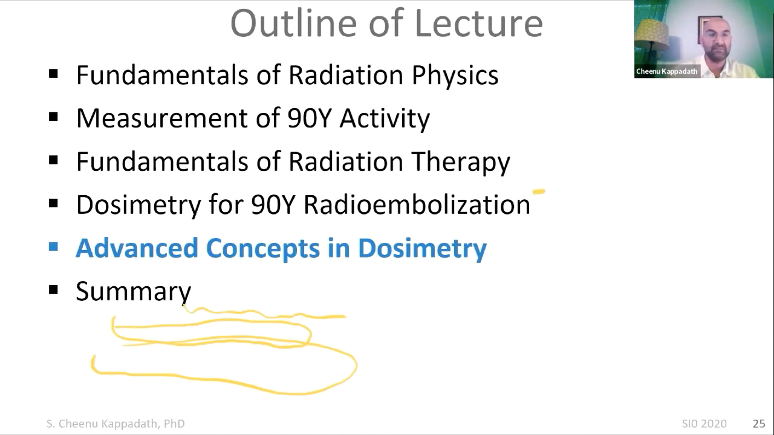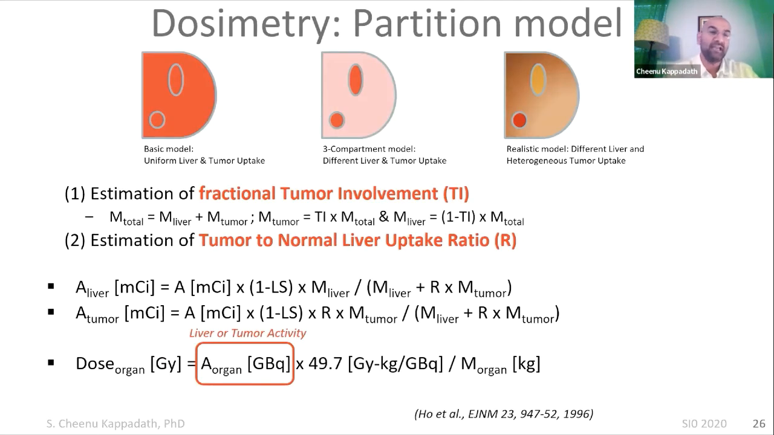A few other concepts to share with you. So far, we have been discussing everything in this uniform dosimetry pattern, right? I've been just lumping all of the tumors together and liver together. But in reality, we know they have different tumors here, they have different uptake, and so does the normal liver. And people recognized this a long time ago. In fact, Ho et al. in the mid-90s came up with this model called the partition model.